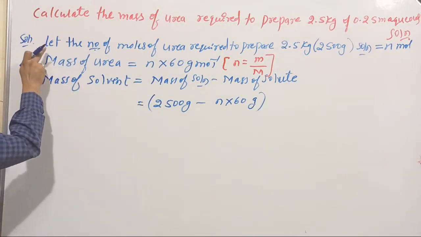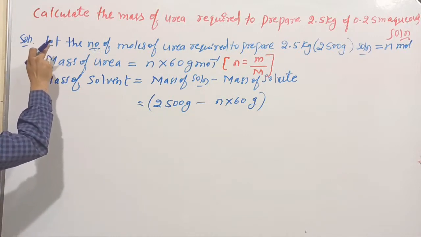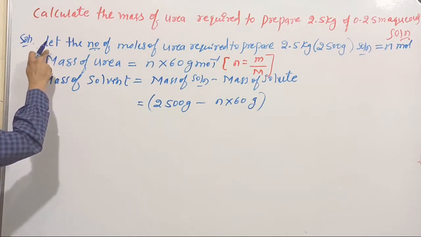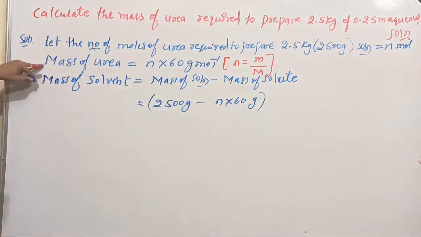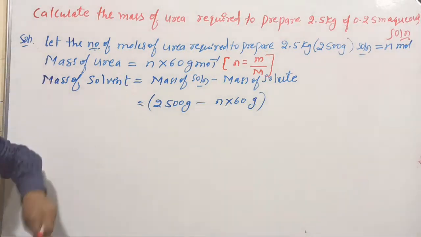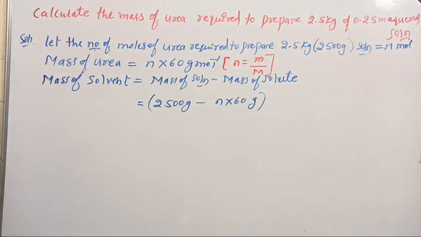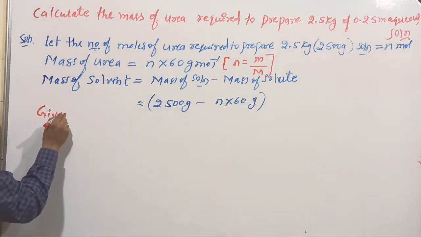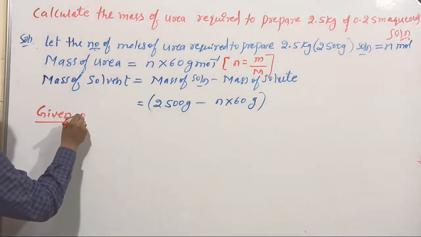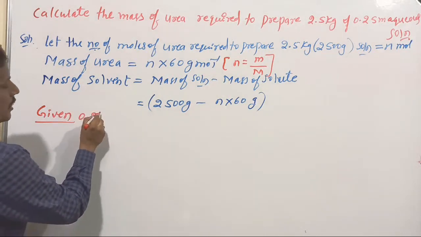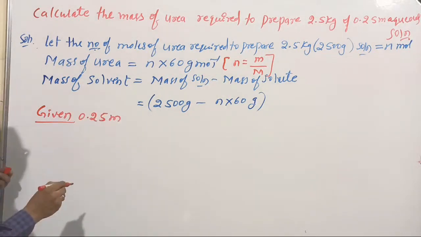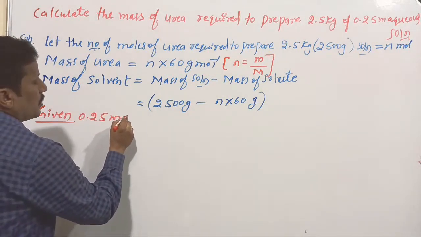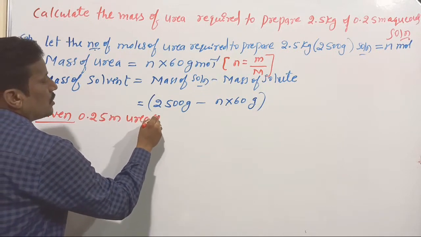First, I have taken that the number of moles of urea required to prepare 2.5 kg of solution is n mole. Mass of urea is n into 60. Mass of solvent is mass of solution minus mass of solute. What is given there? Given 0.25 molal urea solution.